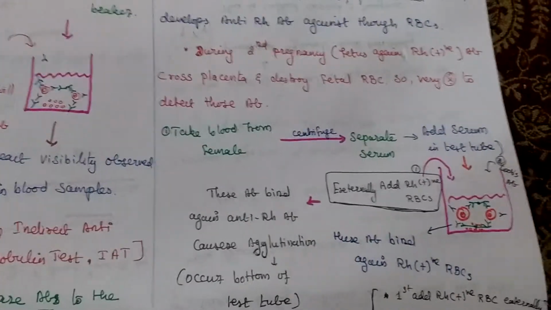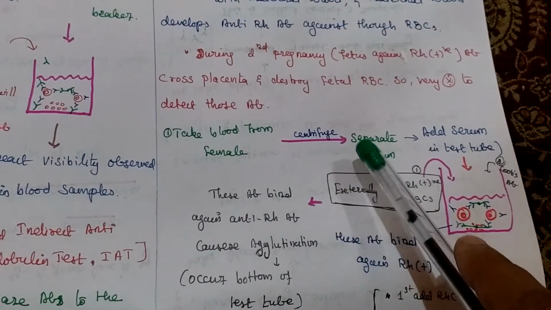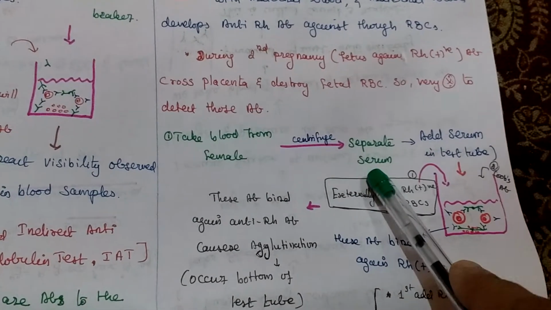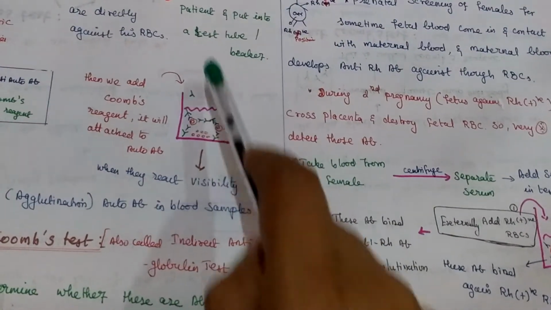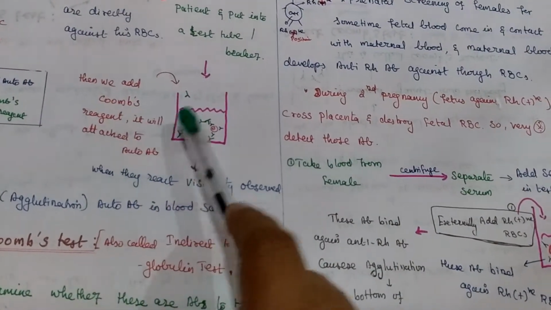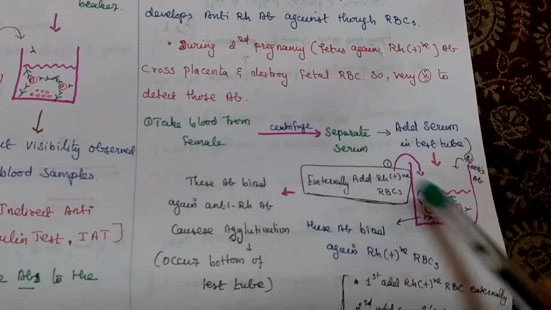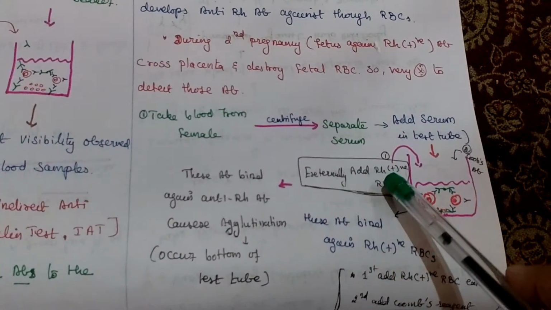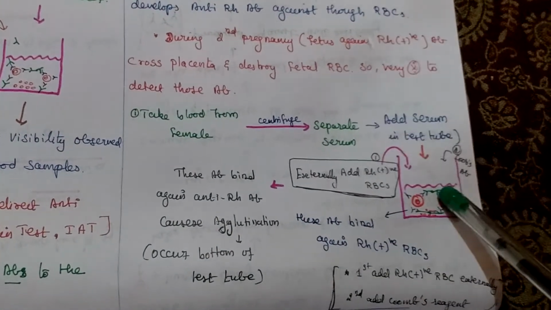Here we are taking blood from the female. Then we centrifuge it and separate the serum. Then we add that serum into a test tube. In the direct method we take autoantibodies and directly add the Coombs reagent. But here we take the serum. After that we externally add RH positive RBC. Only then do we add Coombs reagent.